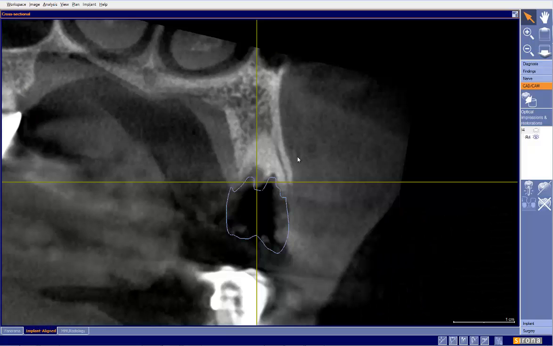And let's go ahead and take a look. So what I would like to do is just use my tools here to outline the bone as I see it, just like so. Outline the tissue as we see it. Okay, and then also outline the tooth as we see it.